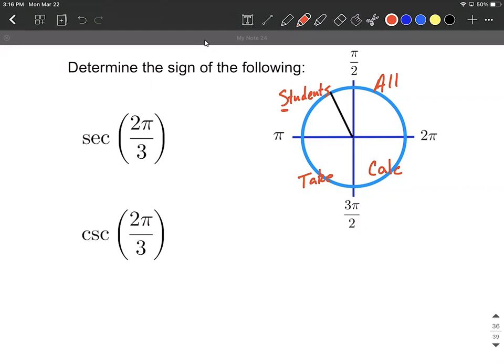All right, so to figure out whether this is going to be positive or negative, it's important to remember that secant is the reciprocal of cosine, and cosecant is the reciprocal, or 1 over sine. So these are equivalent. If we want to figure out whether cosine is going to be positive or negative in the second quadrant, well, only sine and its reciprocal function are positive in the second quadrant. So this is going to be negative.